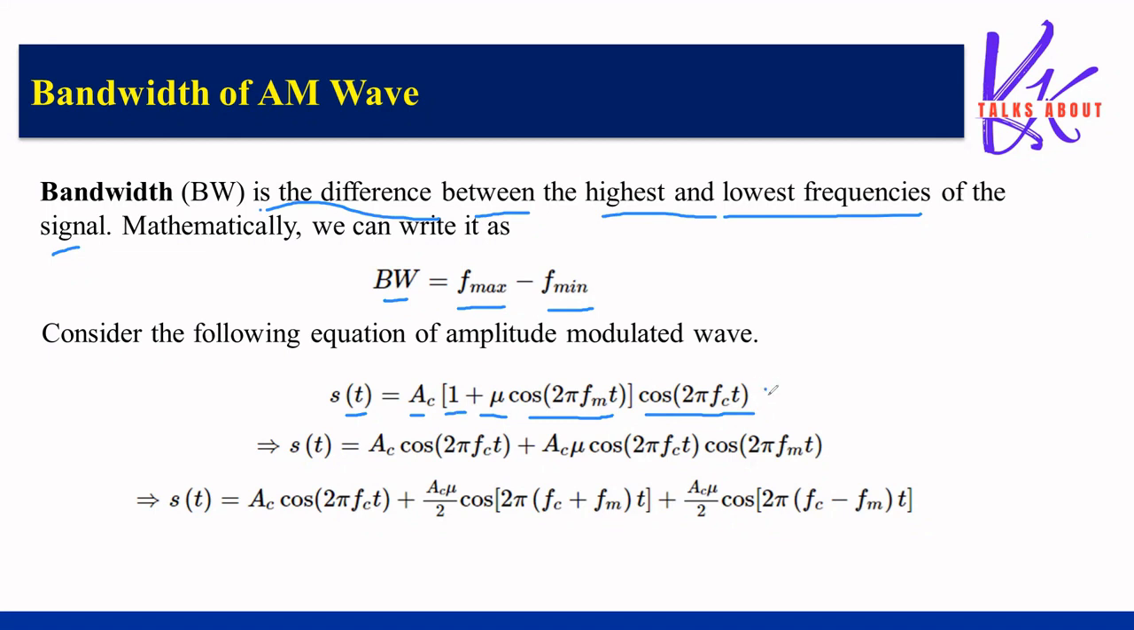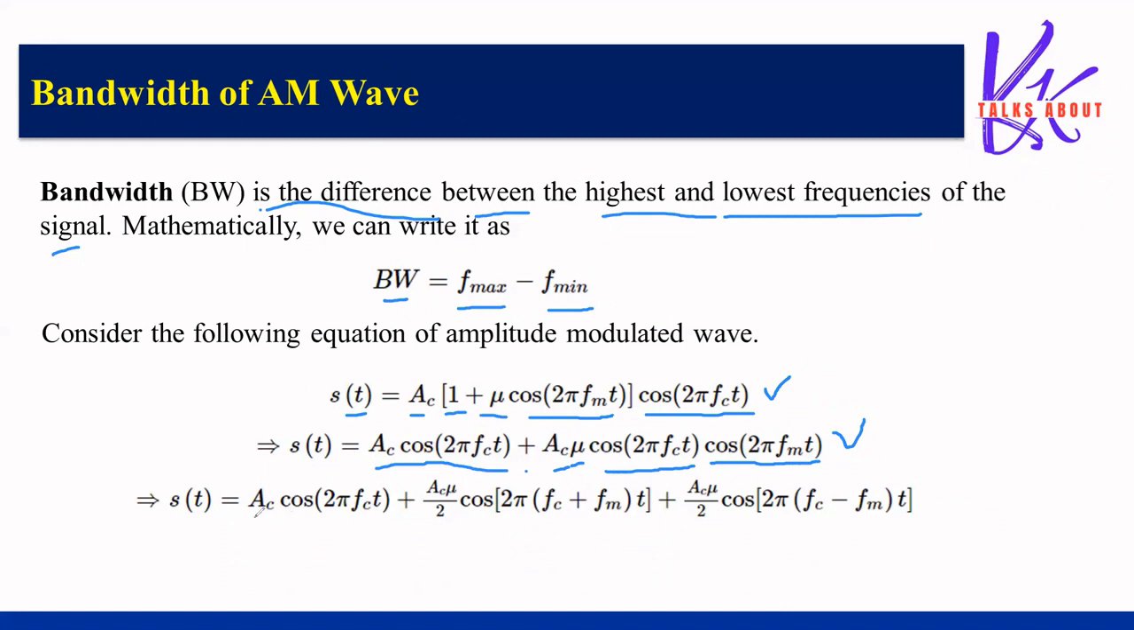So when we expand this equation, we multiply Ac and cos 2 pi fct, and we get Ac cos 2 pi fct plus Ac mu cos 2 pi fct into cos 2 pi fmt. If we apply the cos A cos B formula here, cos A cos B is nothing but cos of A plus B plus cos of A minus B.